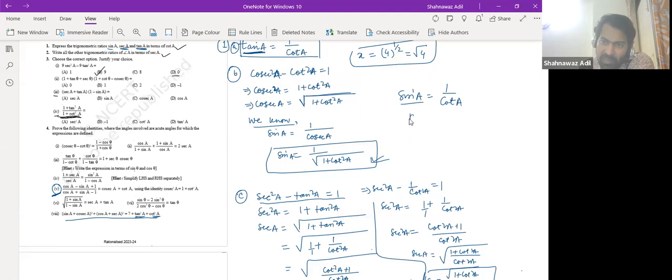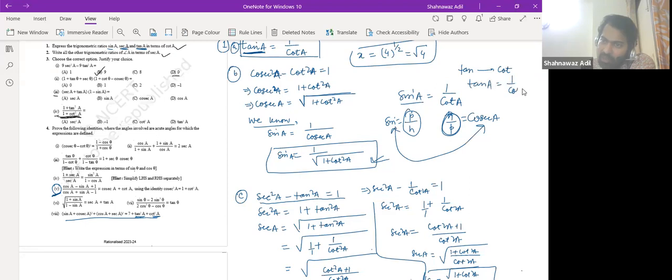So sine A is P by H. What is H by P? That would be the reciprocal, right? P by H is sine. What is H by P? Yes, that is cosec. So sine and cosec are reciprocal. Tan and cot are reciprocal, right? So I can write tan A as 1 by cot A, not sine A as 1 by cot A.